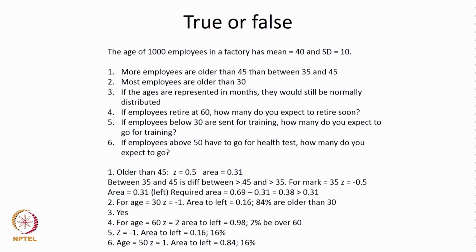Now you see how a normal approximation can help understand certain things in reality. One can question the normal assumption in this case, but let us assume that we have made that assumption and we have tried to answer these questions.